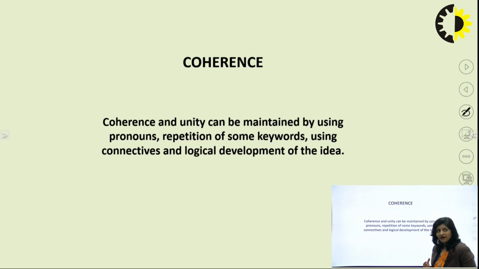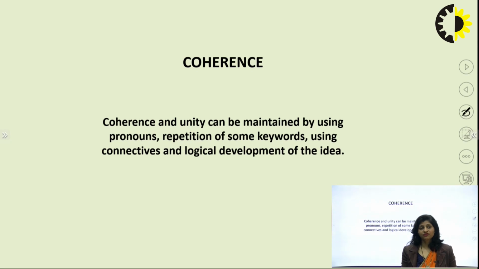To bring coherence, you need to use certain devices, and these are pronouns and repetition of some keywords. So how can you use pronouns? First you need to understand what a pronoun is. A pronoun is a word which is used in place of a noun. It is a substitute of a noun, and it always serves as a reminder of the noun used in earlier or previous sentences.